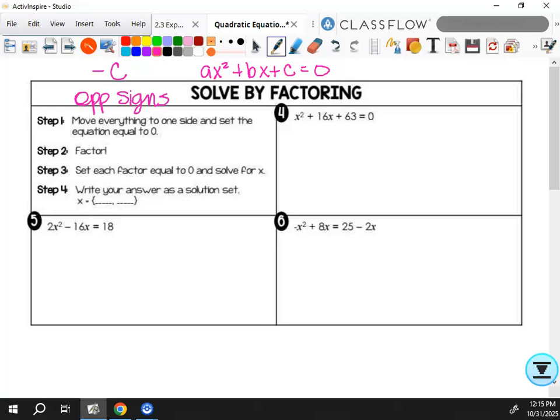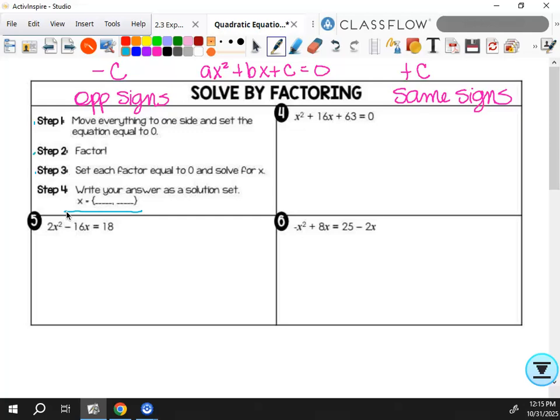And if you have a positive c value, you have the same signs. Okay, that kind of helps you get started so as not to do weird things. Step one is always set it equal to 0, one side or the other, it doesn't matter. Then we factor, that's very specific, right? Then we set each factor equal to 0, solve for x, and then put our answers in set notation, depending on really what the expectation is for why you are factoring.